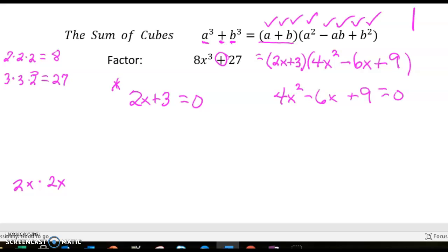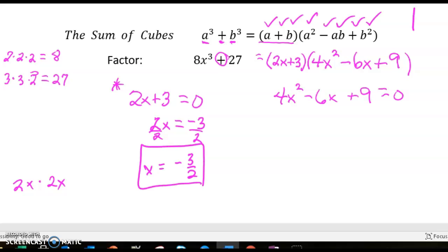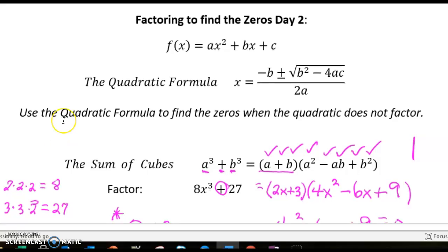The first binomial, we can set that equal to 0 and solve for x. Minus 3, 2x equals negative 3. Divide by 2, x equals negative 3 halves. One of the x-intercepts is negative 3 halves. Now we come to the quadratic. Sadly, this quadratic will not factor. So when we have a quadratic that does not factor, we have to use the quadratic formula to solve it.